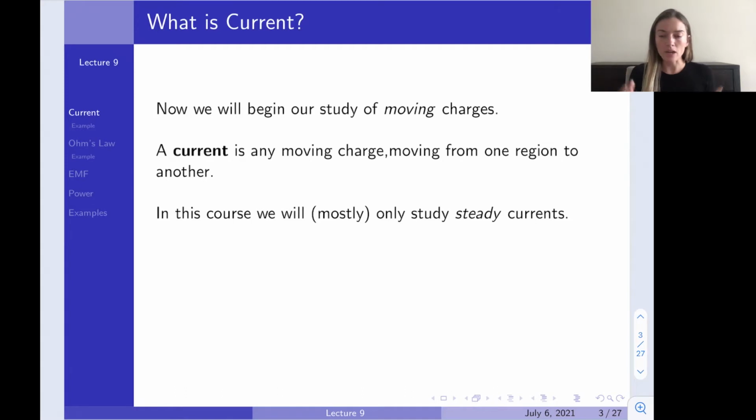So current, what is current? Current is just moving charges. So anytime, if we just have a single electron that starts here and moves over to here, that's a current. Anytime we have a moving charge, that's a current.